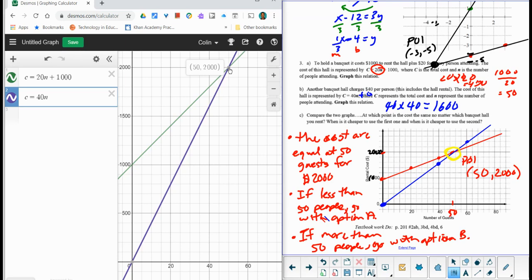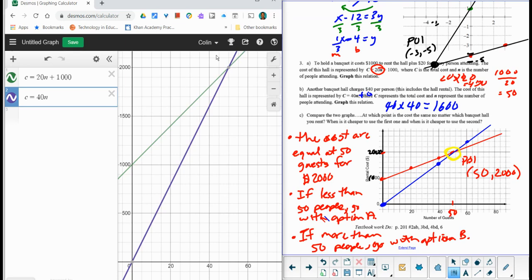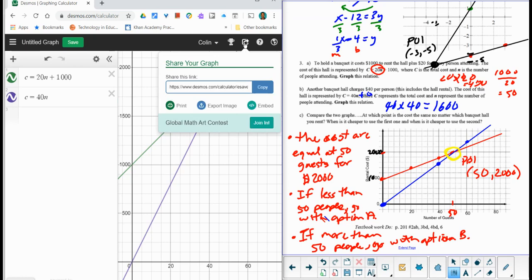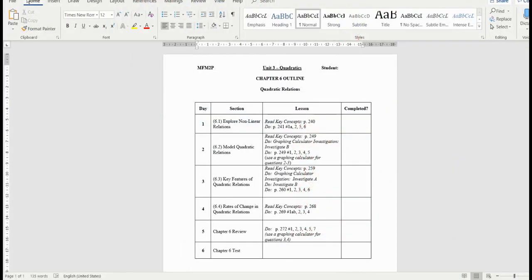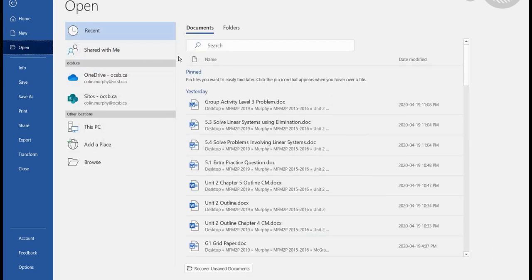And so you could probably screenshot this, or I wonder in the options, can you print? There's got to be something. Share your graph. There you go. You print it. You export your image. You could copy it. I could copy that and then pull up a new Word document. Let's see if this will work.